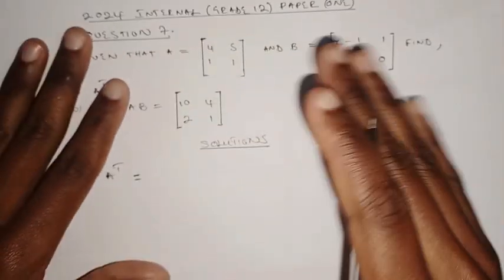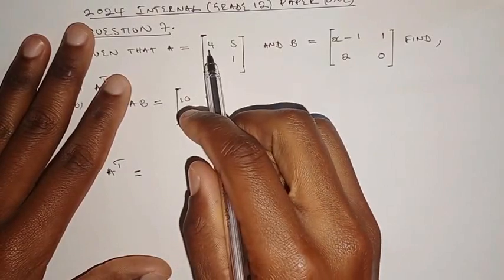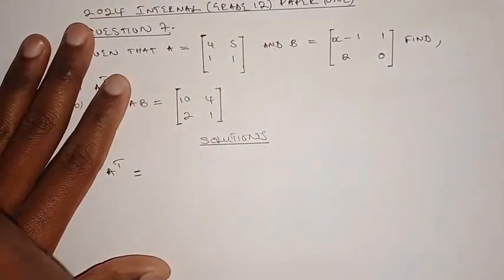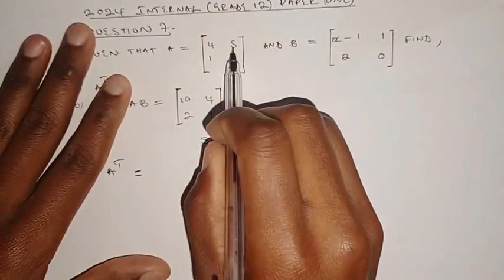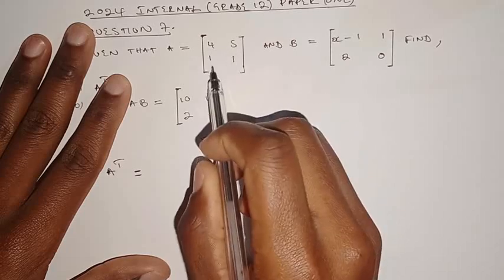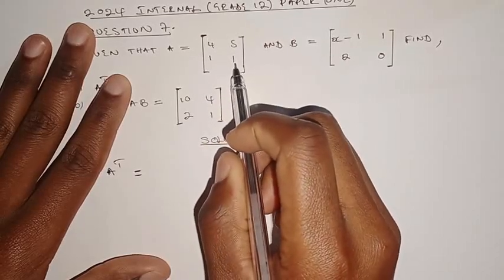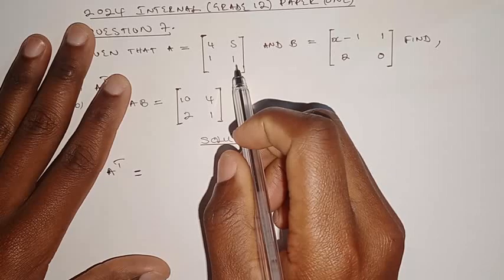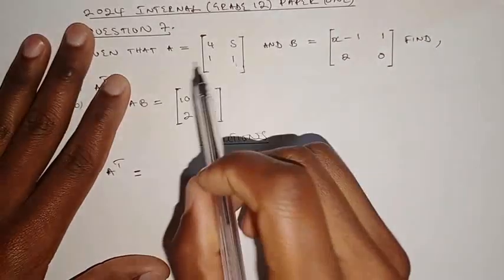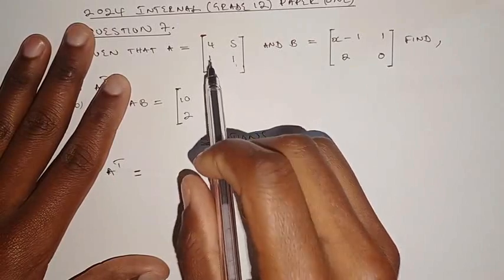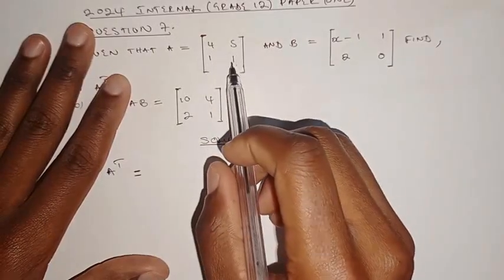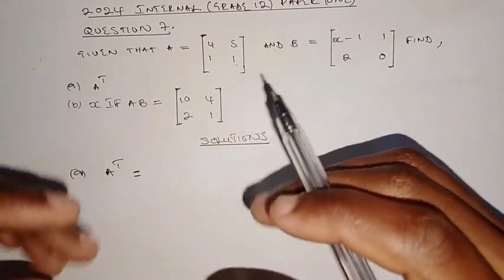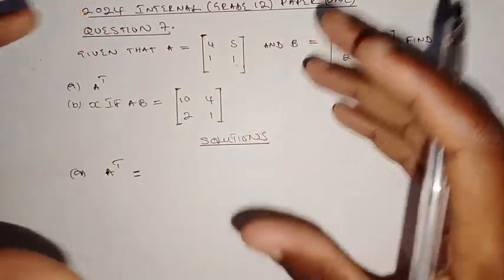If you look at matrix A right here, the rows are made up of numbers that are written from left to right. As you can see, 4, 5 forms a row, 1, 1 forms another row. The columns, however, are the opposite. They are formed by numbers that are written from top to bottom. As you can see, 4, 1 form the first column and 5, 1 form the second column. So to transpose simply means that we interchange the rows and the columns.